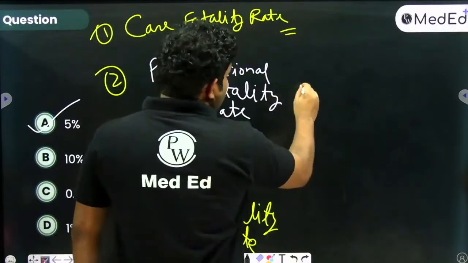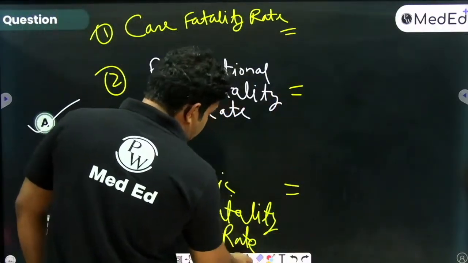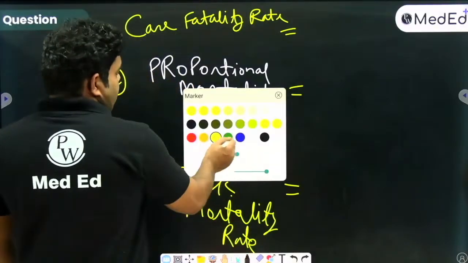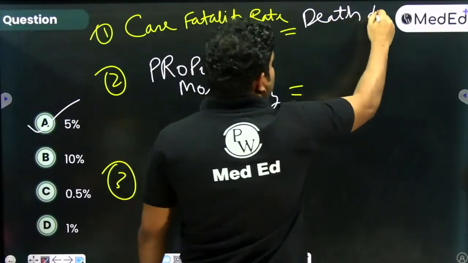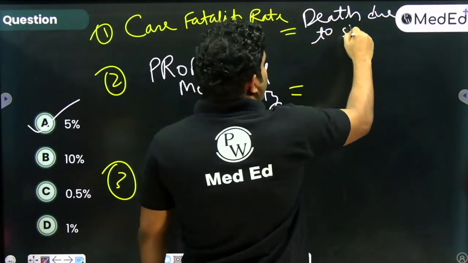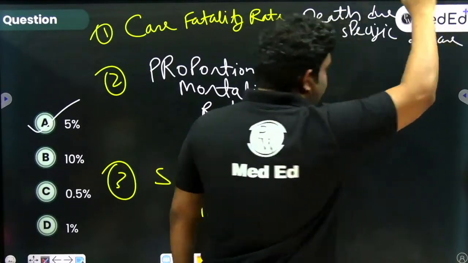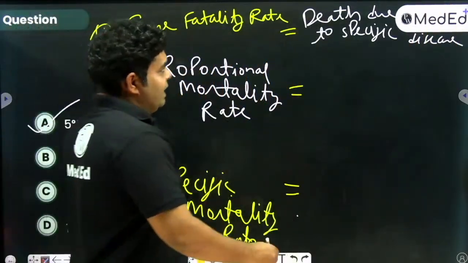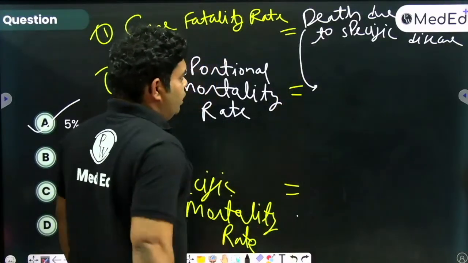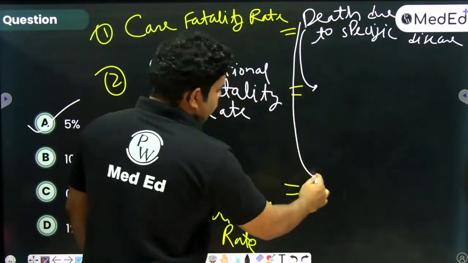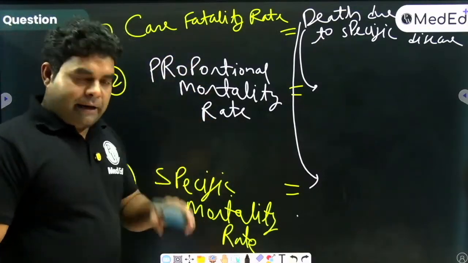तीनों में एक ही न्यूमरेटर है. क्या न्यूमरेटर है? न्यूमरेटर है डेथ ड्यू टू स्पेसिफिक डिजीज, जिसके बारे में क्वेश्चन में पूछ रहा होगा. Death due to that specific disease about which they are asking in the question. Like in the last question, they were asking about TB. So numerator is same, death due to specific disease. Here in proportional also same numerator, in specific also we have same numerator. The difference is only in the denominator.